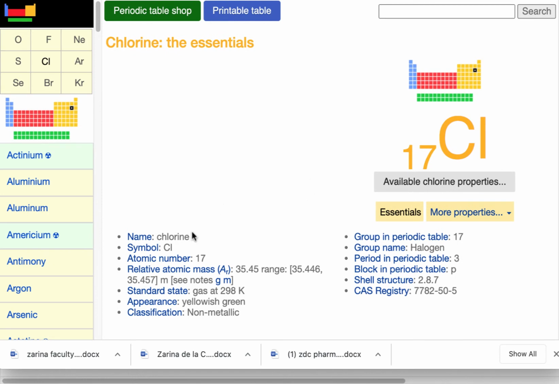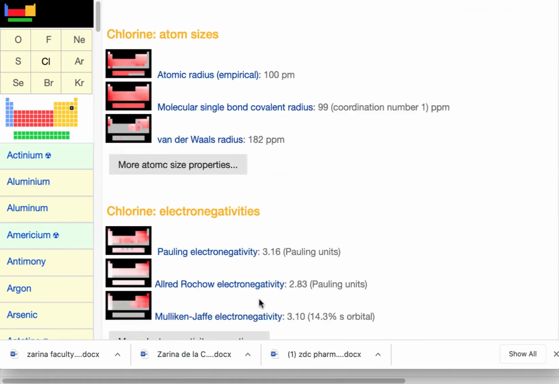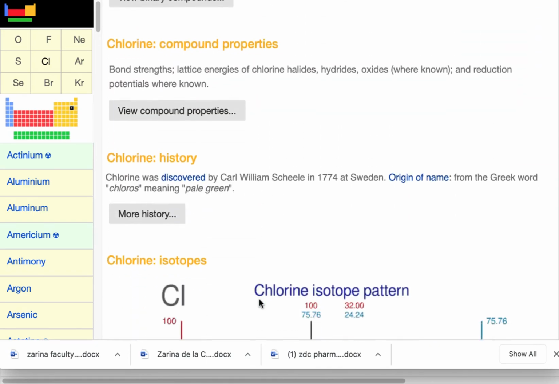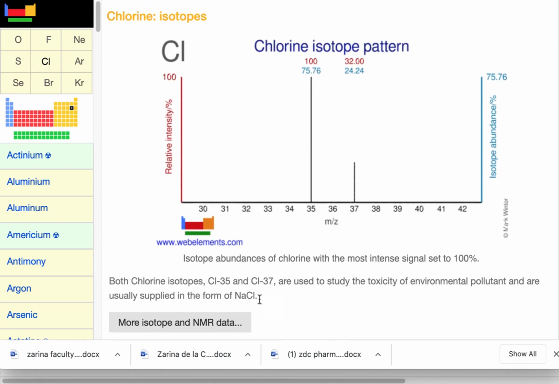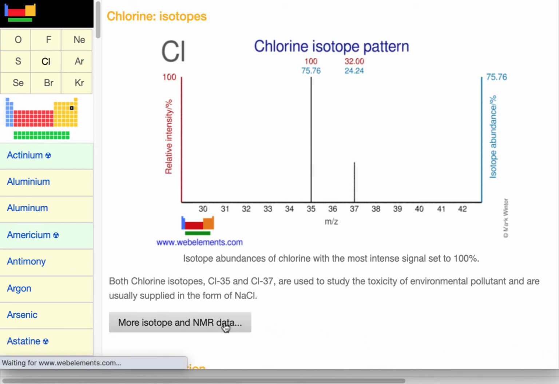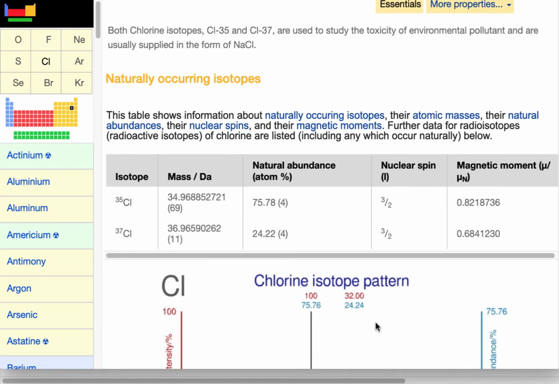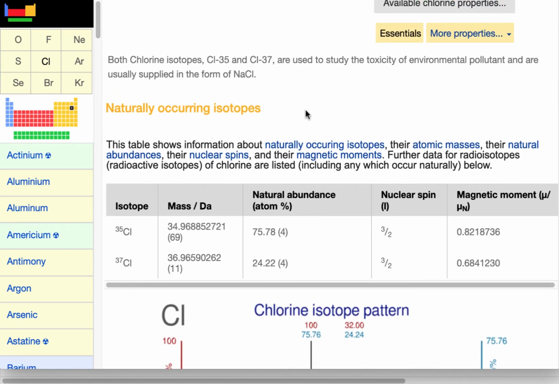You've got the chlorine name, symbol right here, atomic number, so that's the number of protons, and then we have a bunch of different information. But let's zoom on down basically to the bottom where it talks about isotopes. We want to click on this More Isotopes and NMR Data. Okay, so what they tell you first is the naturally occurring isotopes. So let's look. We have 2 isotopes for chlorine, chlorine-35 and chlorine-37.